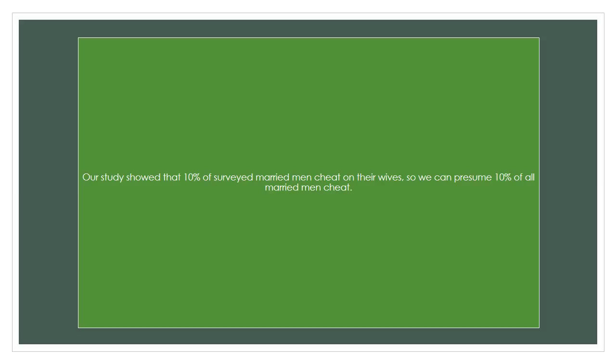So here we go. Our study showed that 10% of surveyed married men cheat on their wives. We can presume that 10% of all married men cheat. Okay, this is extrapolating from a sample size to a larger population. This is something really to look for in your research papers, and ultimately, as you guys are working on finding articles for your papers, just how big is that sample size and what does that tell us? That's something we'll talk about later on in the semester.